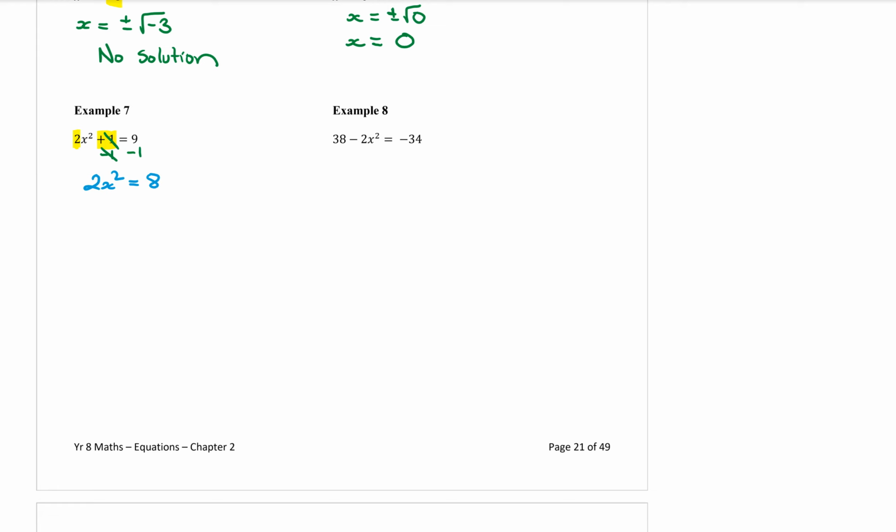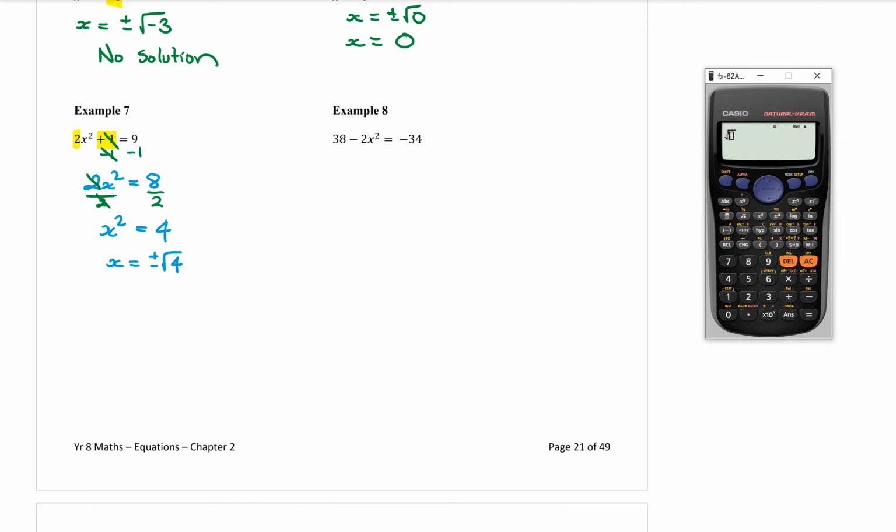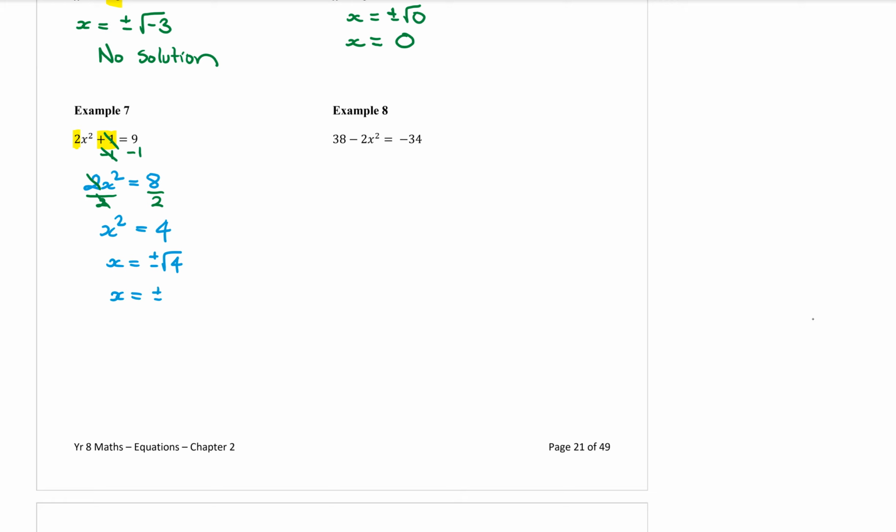Now I need to get rid of the 2. Now that's times with the x squared, so I need to divide by 2. Cancel that one off. X squared is now by itself. 8 divided by 2 is 4. Finally, because my x squared is now by itself, I want to get rid of the squared part, which means I need to square root the 4 and have the plus or minus at the front. Now the square root of 4 does work out to be a nice one. The square root of 4 is 2, so my answer is x equals plus or minus 2.